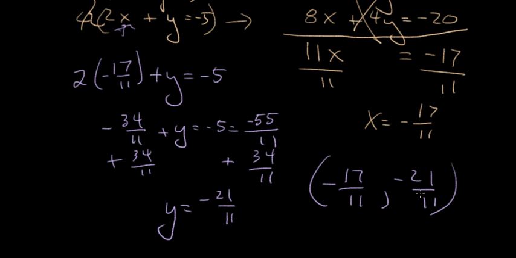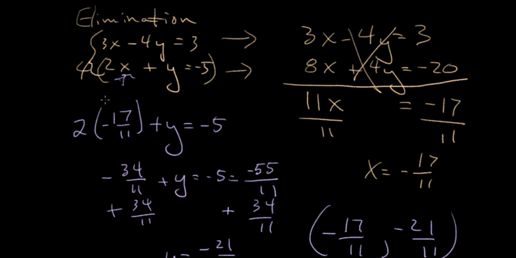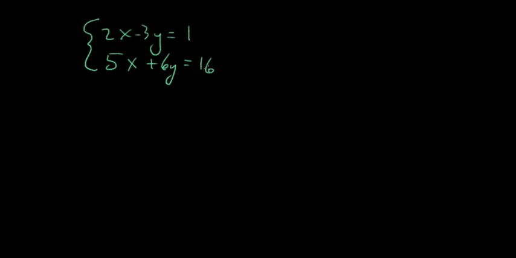Now, I would be happy to go through this with you individually. I just don't want to take up a lot of time on the video. I'm trying to keep the videos short. So I don't want to go through and put these in, but definitely take a few moments and plug it into the original equations and make sure it works. And meanwhile, I'm going to try one more here, and I have 2x minus 3y equals 1, and 5x plus 6y equals 16.